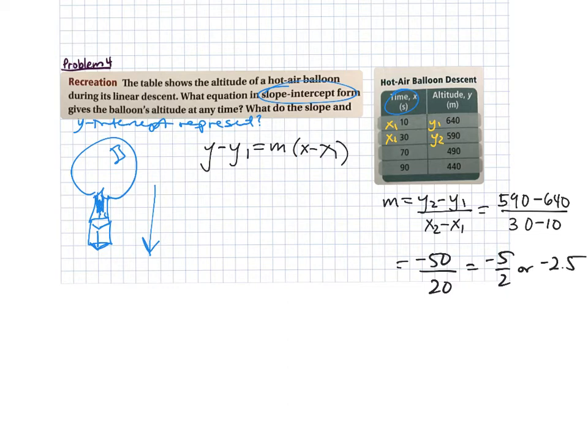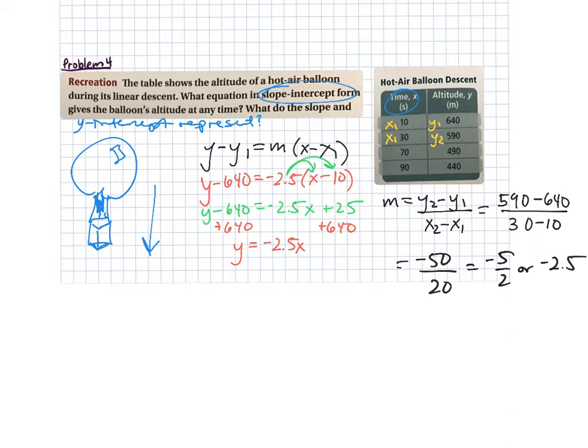And then we can just pick either one of these points. There's 4 points actually, but we'll just use the one that's x1 and y1 because that makes it easier to plug in. So y minus 640 equals -2.5 times x minus x1, which is 10. And let's put this in slope-intercept form so that we can answer this question. And that means we're going to distribute this slope here. So y minus 640 equals -2.5x, and then -2.5 times -10 is going to be 25. And then we're going to add 640 to both sides. So y is now alone. We have -2.5x plus 665.